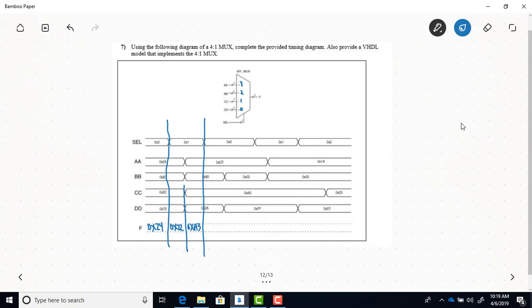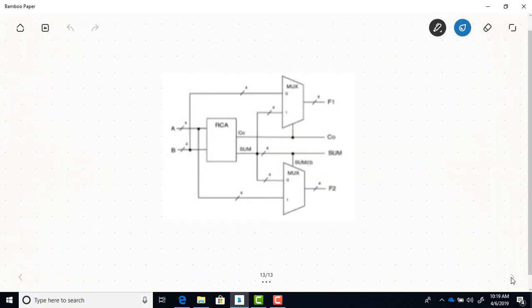So these timing diagrams not only give you practice on how a mux works, but also practice with timing diagrams in this hex notation that we've been talking about. Okay, the last thing I wanted to talk about regarding the mux is that this diagram here shows a common application of a mux. In your Lab 3 design, you're using a mux in a fashion like this.